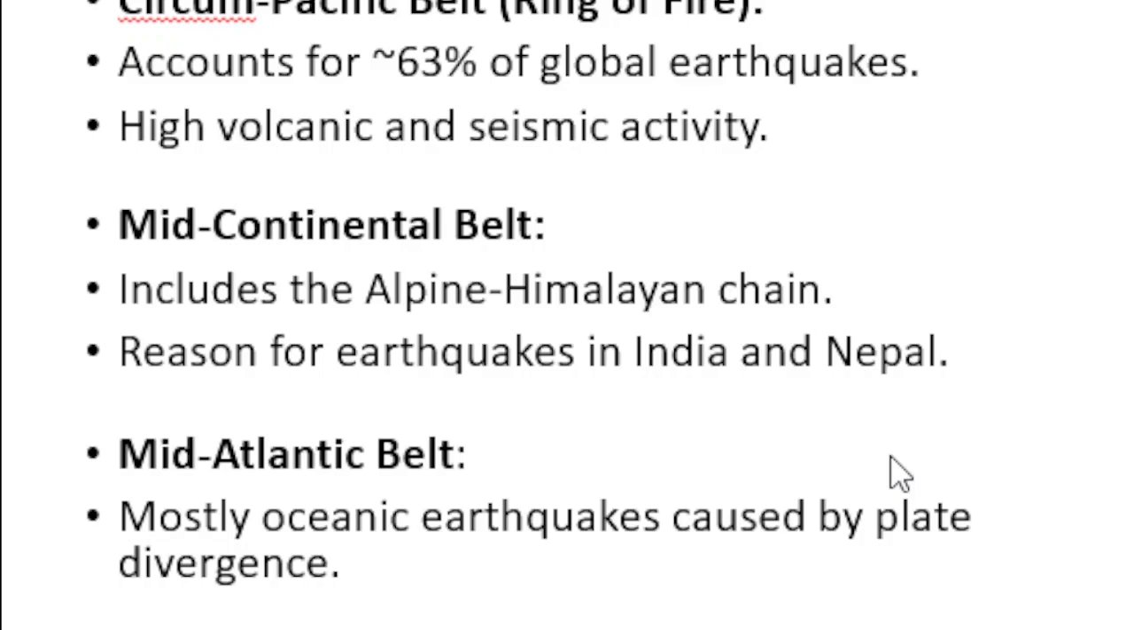Earthquakes are not evenly distributed across the globe. There are three major seismic belts. The first one is the Circum-Pacific Belt, also known as the Ring of Fire, where nearly 63% of the world's earthquakes occur. The second one is the Alpine-Himalayan Belt, which includes India, Nepal, and surrounding regions. The third one is the Mid-Atlantic Belt, where earthquakes mainly occur due to divergence of tectonic plates.